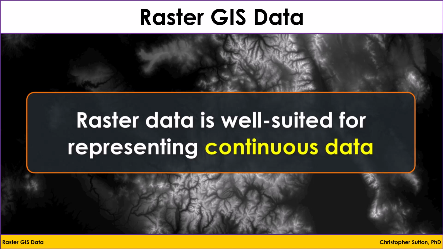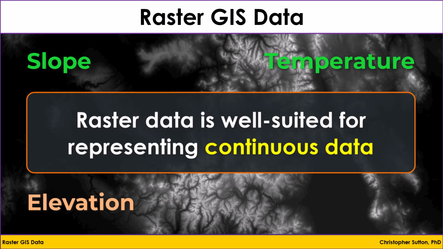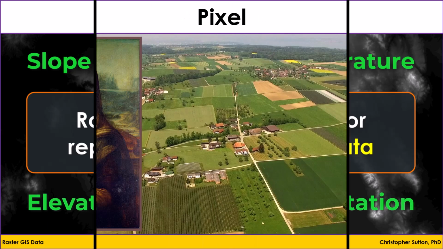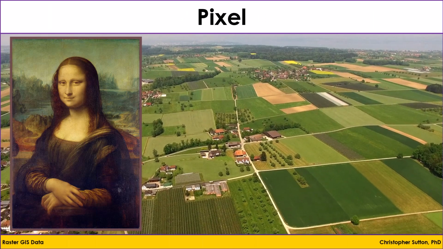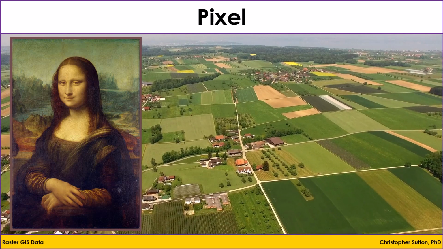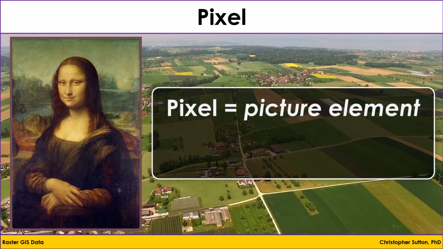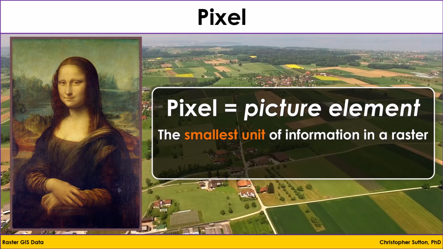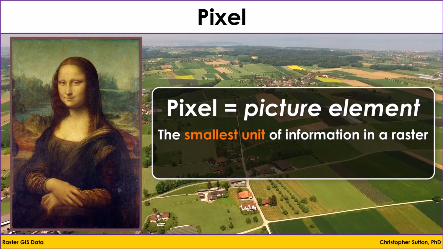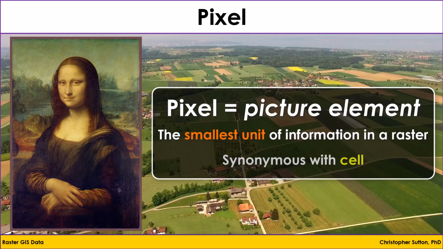You will recall from an earlier video that continuous data are phenomena that do not have well-defined boundaries or have no boundaries, like slope, temperature, elevation, or precipitation. A term that you frequently encounter in raster data is pixel. The term pixel means picture element, which is the smallest unit of information in an image or a raster layer and is synonymous with cell.